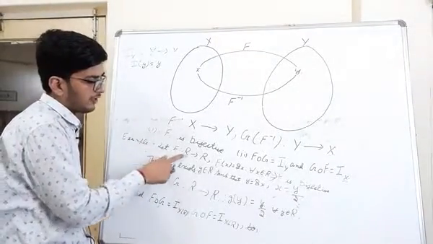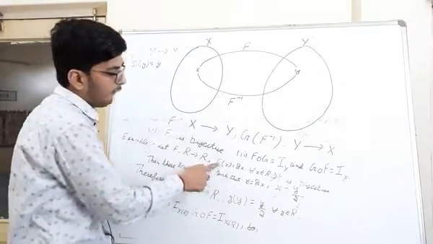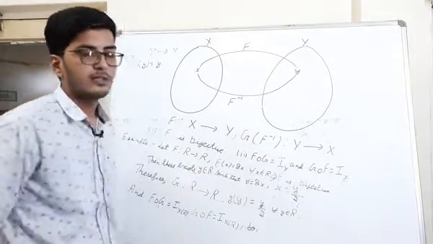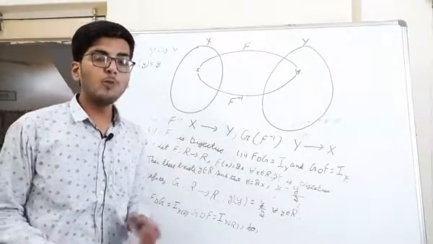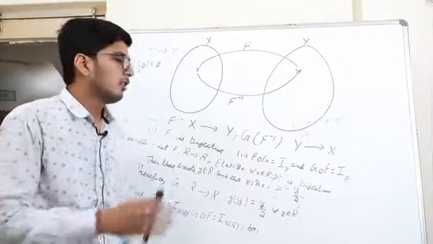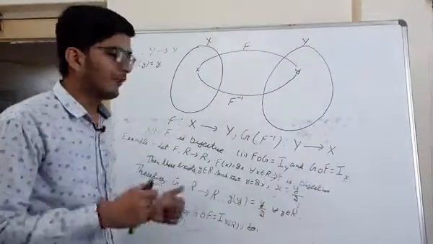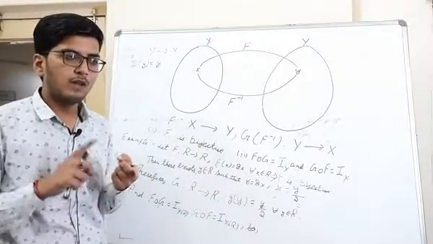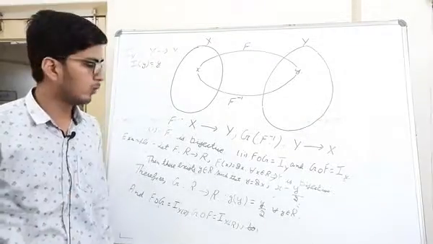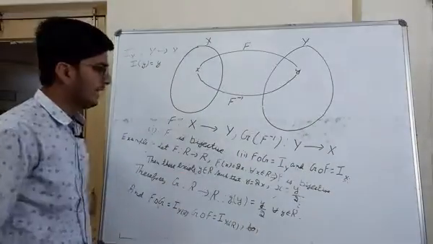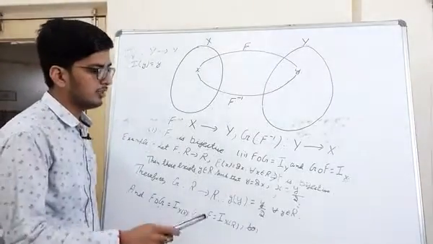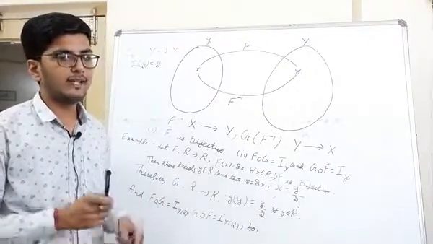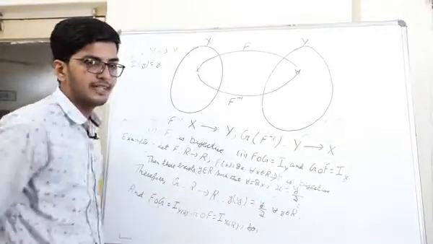Example: let a function f from R to R be given by f of x equals 2x. It is defined such that f of x is 2x for all x belonging to R. Now we have to find the inverse of this function. To find the inverse, we first need this function to be bijective. Bijective, you know, means one-one and onto. You can check these two conditions, one-one and onto, and this function will be bijective.